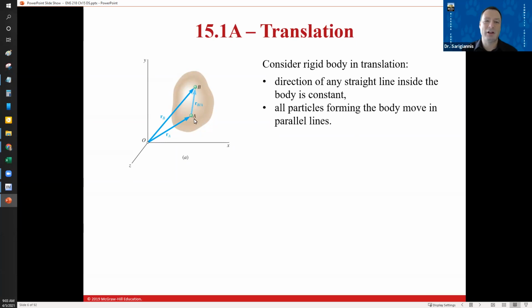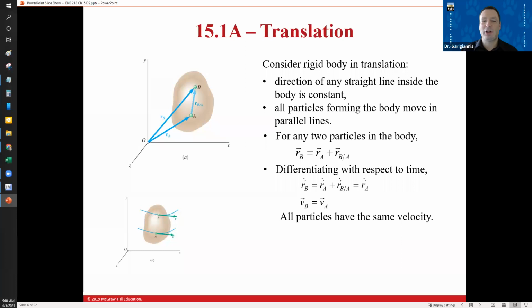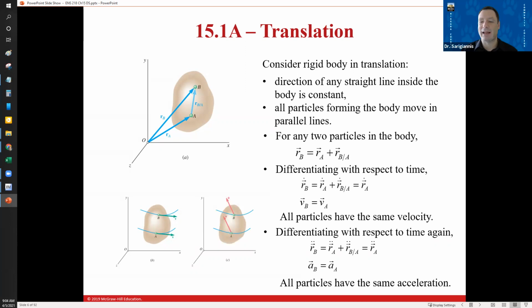You can see this translation here is from A to B, and you can write position vectors like we've been writing before. You can write the position vector B with respect to A. Then you can differentiate with time and get velocity, and differentiate again and get acceleration. This is just a proof to show that all the particles have the same velocity and the same acceleration for straight line translational motion.